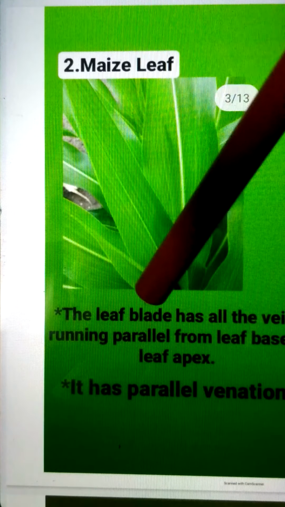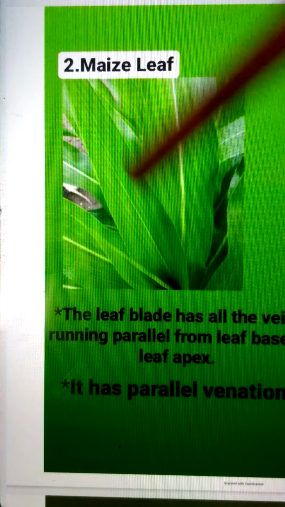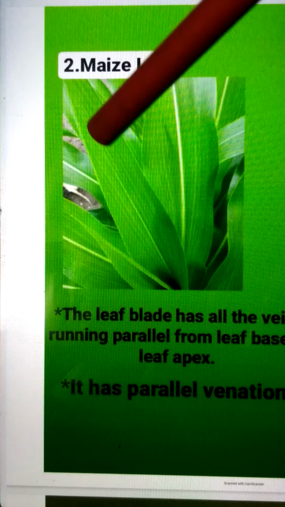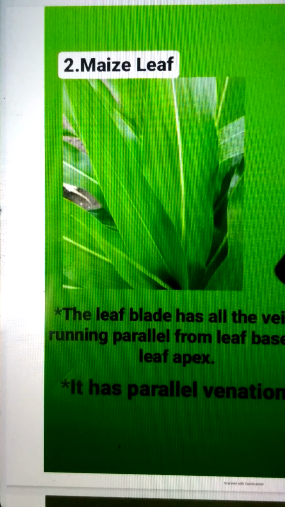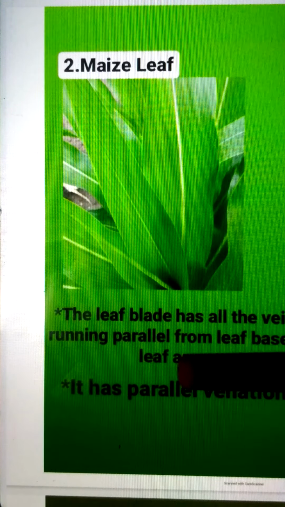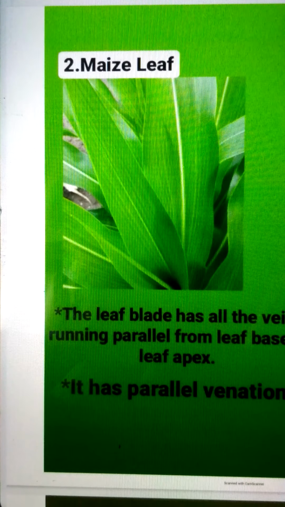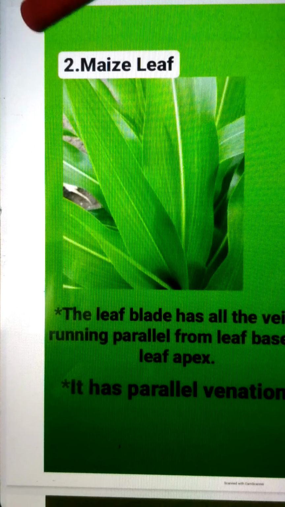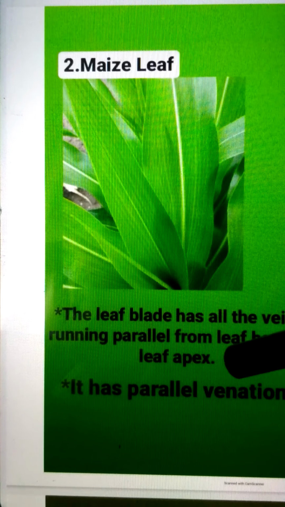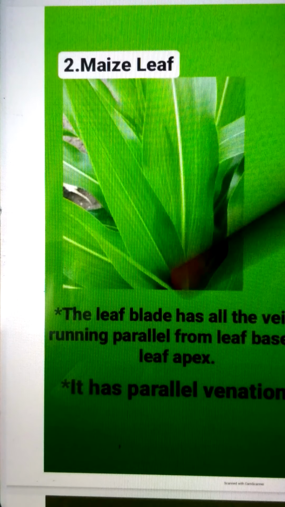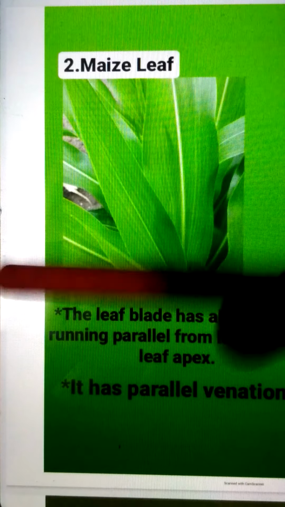So the leaf blade has all the veins. The leaf blade, the surface of the leaf, has all the veins running parallel from the leaf base till the apex. Apex means the tip point of the leaf. So it has parallel venation, meaning it has parallel lines. So we call it parallel venation.